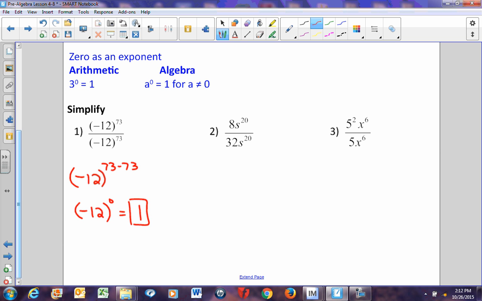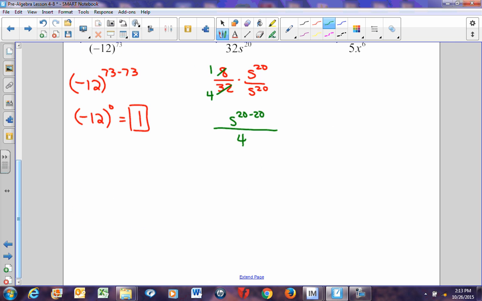If I have 8s to the 20th divided by 32s to the 20th, it means I'm going to take 8 32nds, and I'm going to reduce that, and I'm going to times that by s to the 20th over s to the 20th, which means 8 goes into itself once, and it goes into 32 4 times. So this becomes 1, and this becomes 4. So I have s to the 20 minus 20 all over 4. Anything to the 0 power, remember, is 1. So s to the 20 minus 20 is s to the 0 over 4, which becomes 1 over 4.